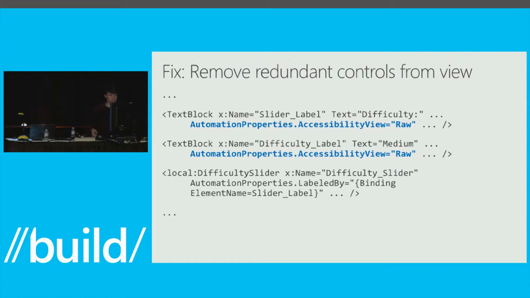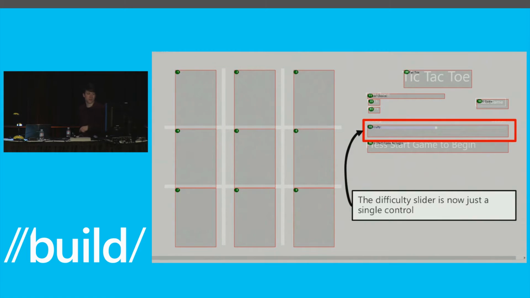By setting these to raw, and you'll notice that we also set the labeled by property on the slider so that it picks up its name from the label above it. By doing that, you'll see we've reduced the slider to a single control, and you probably can't see it from the back, but the tool also allows you to see the name of the control is difficulty. So it's a slider and its name is difficulty, and that's what we want. So that's great.